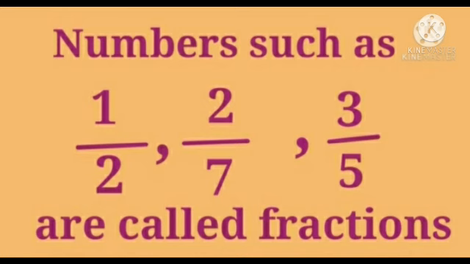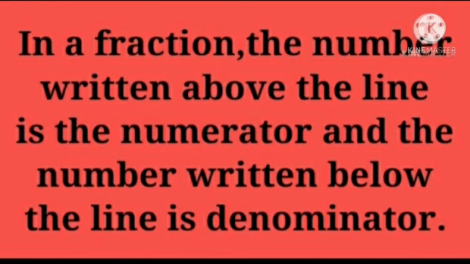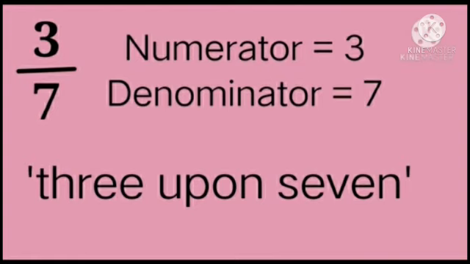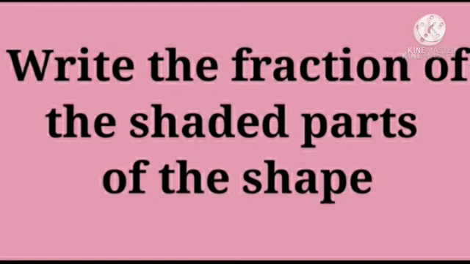Numbers such as 1 upon 2, 2 upon 7 and 3 upon 5 are called fractions. In a fraction, the number written above the line is the numerator and the number written below the line is the denominator. In the fraction 3 upon 7, 3 is the numerator and 7 is the denominator, which is written as 3 upon 7.